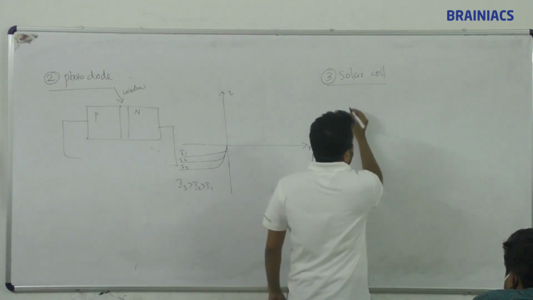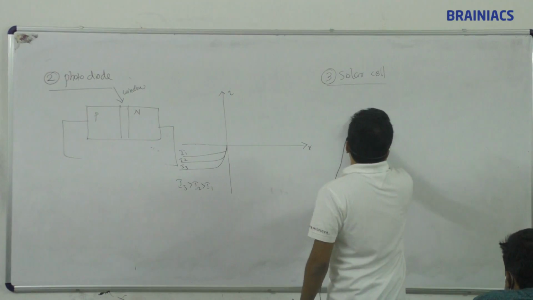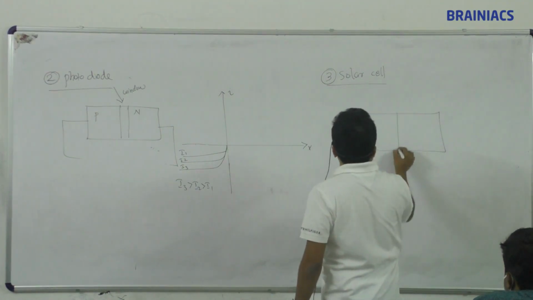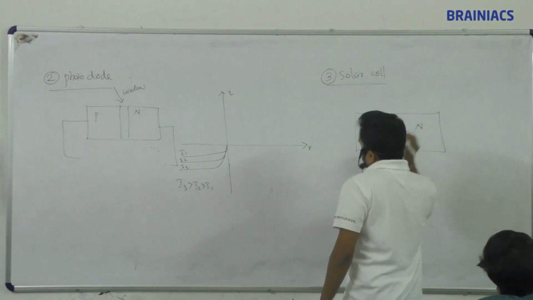So a solar cell is just a PN junction diode. PN junction diode, solar cell.